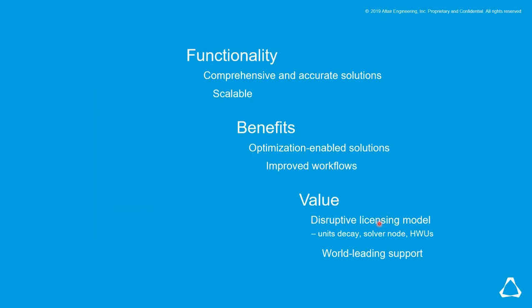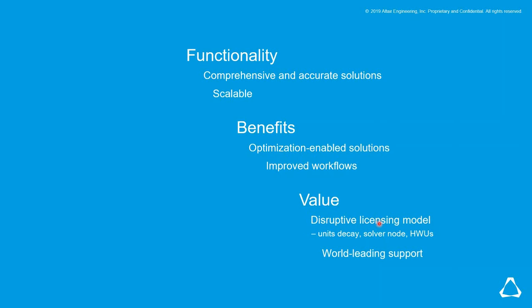So just to summarize our discussion today, we indicated that when we're identifying an alternative solver, we need to consider functionality. And we've seen that OptiStruct has comprehensive and accurate solutions, and they're also highly scalable. But going beyond functionality, what are the benefits that we're going to add to the process? The first one is that the solutions are enabled for optimization. So you can apply optimization throughout the design process to improve your chances of coming up with a structurally much more efficient and better design.